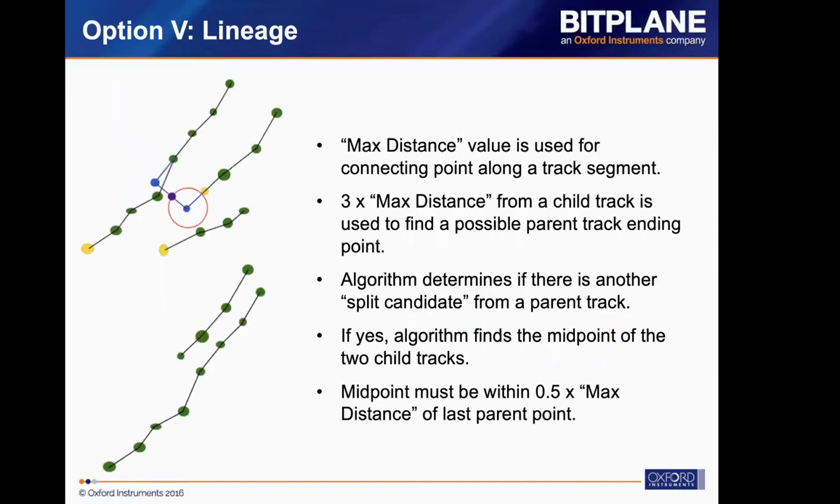Okay. So here, maximum distance value is used for connecting points, like the basic autoregressive, but when there is a division, this lineage algorithm can also detect that there is division. So basically, it considers the maximum distance and then the overlap between the existing time point and the next time point. And if there is an overlapping of the object in the next time point, then based on the distance and also some weight, Imaris will link the track together. So consider as the division.